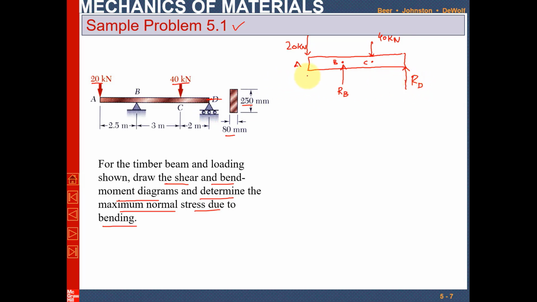All the distances are given. From point A to point B it is 2.5 meter. From point B to point C this is 3 meter, and from point C to point D is 2 meter. So this problem can be solved by using two methods. First, I will use a simple method in order to show you a clear understanding of how you will be able to determine the shear force and bending moment in this case.